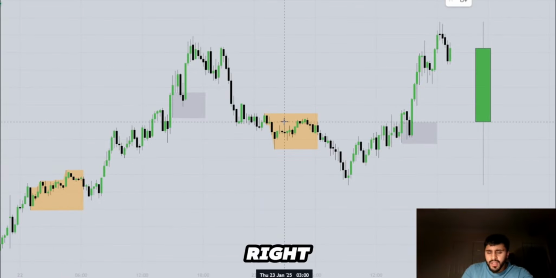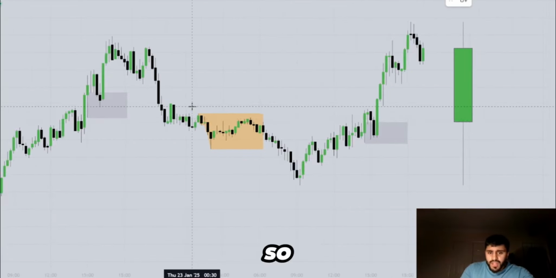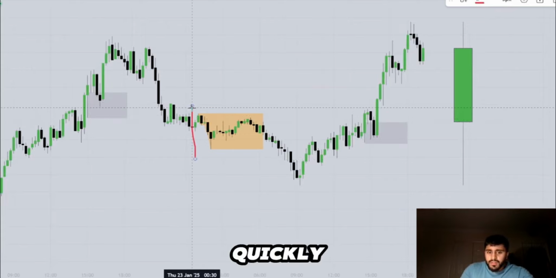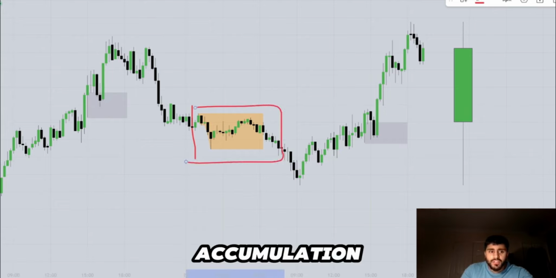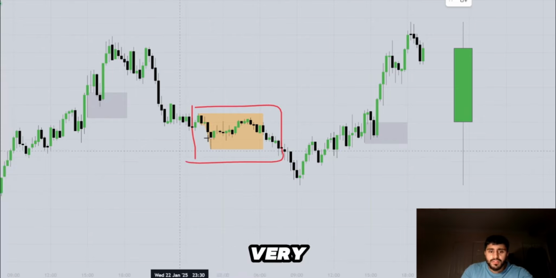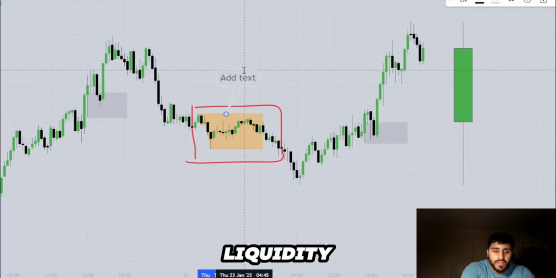indicator of the Asian range, right? So what does the Asian range do? The Asian range, we're just going to be going over this very quickly. The Asian range builds liquidity. This is the ICT accumulation. So the ICT accumulation, very, very simply, its main job is to build liquidity.